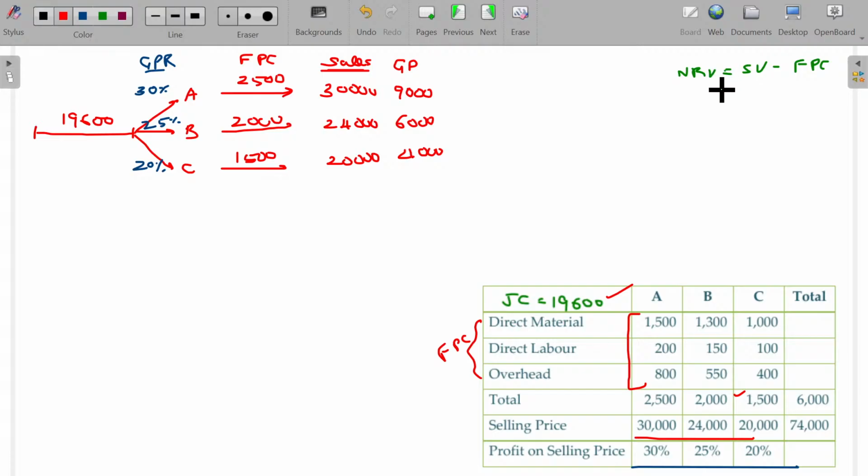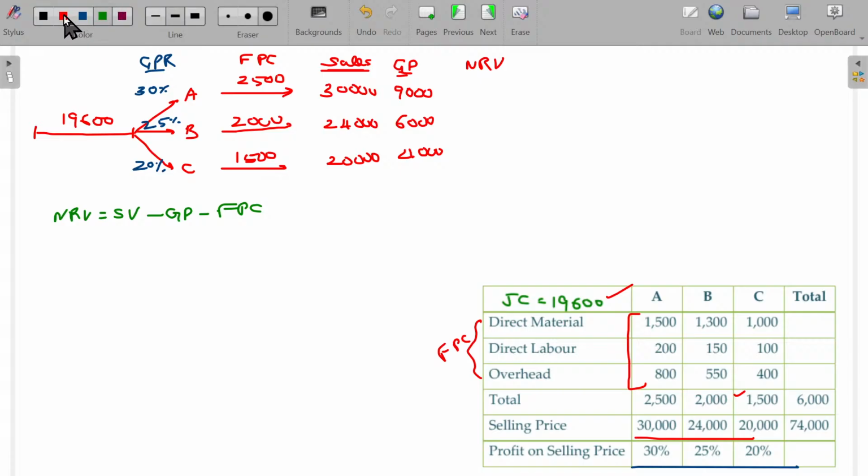I have to calculate the NRV here. NRV in this case is equal to not only further process cost. If the GP is given, that should also be subtracted. So I will put the NRV here. NRV is equal to final sales value minus GP minus further process cost. That's what the NRV is.